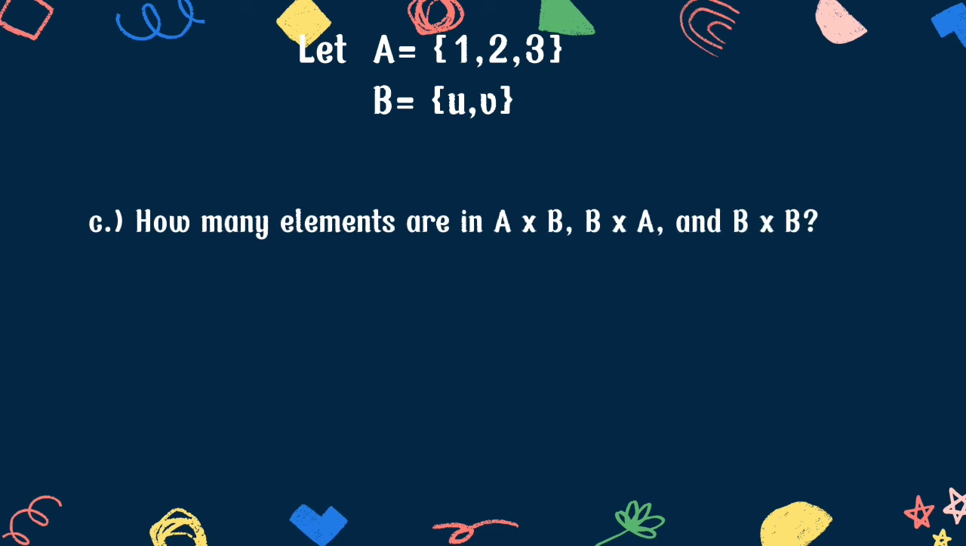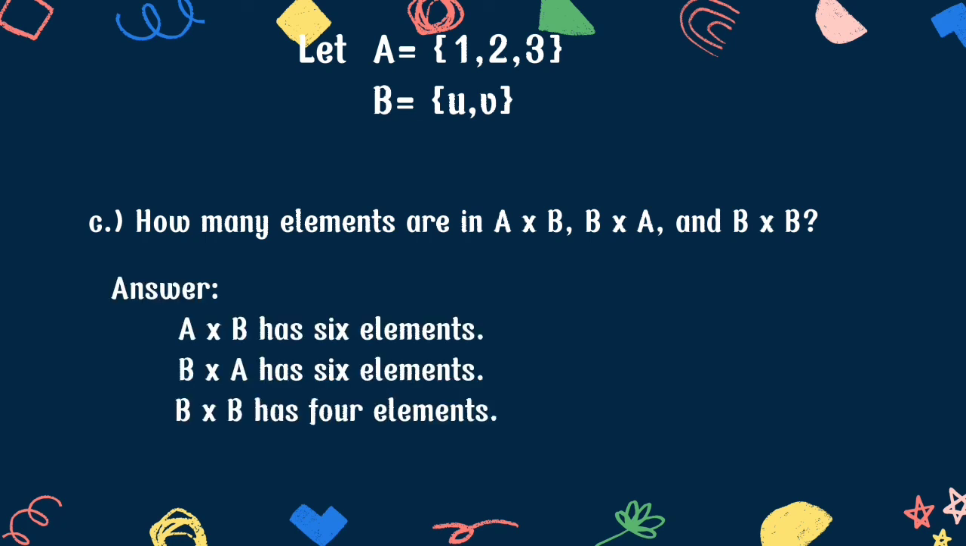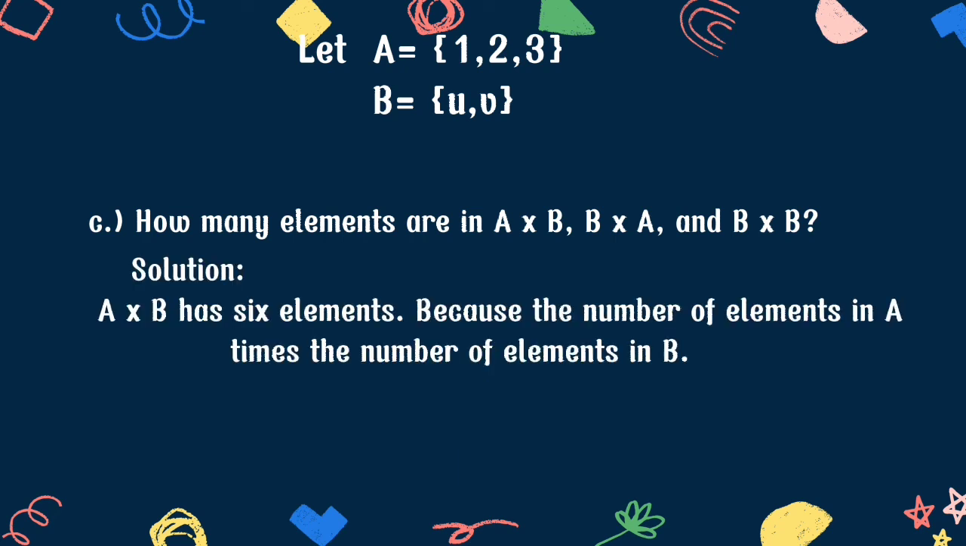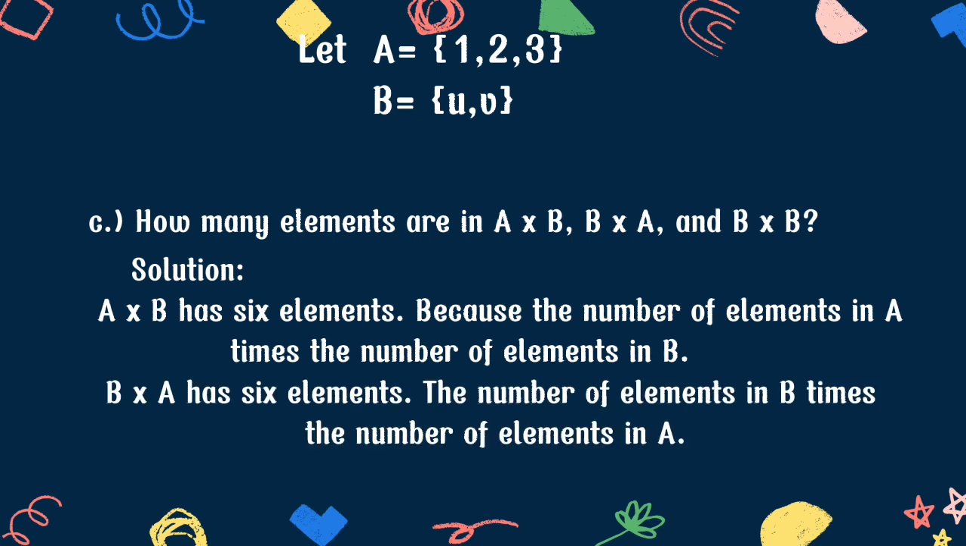So, for our third example, we have the question, how many elements are in A cross B, B cross A, and B cross B? So, here is the answer. A cross B has 6 elements. And why? Dahil ang A ay may tatlong elements which is ang 1, 2, 3 at ang B naman ay may dalawang elements which is ang U, V. Ang elements ng A na tatlo at ang elements ng B na dalawa ay i-multiply which equals to 6.